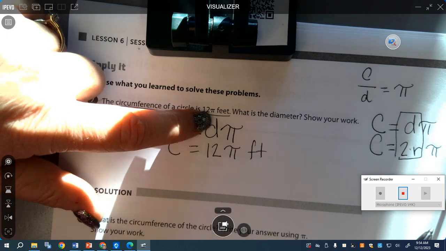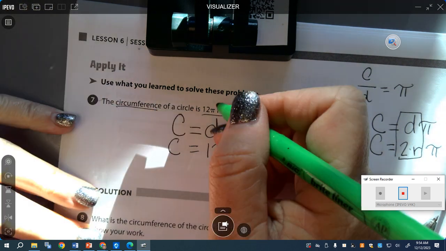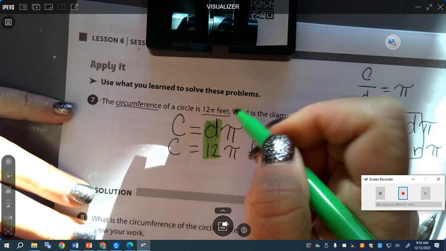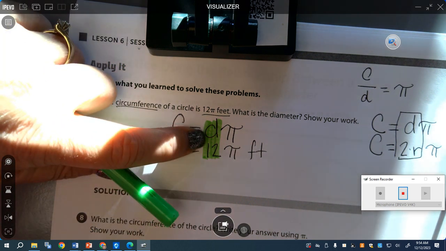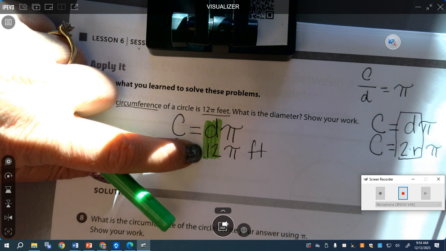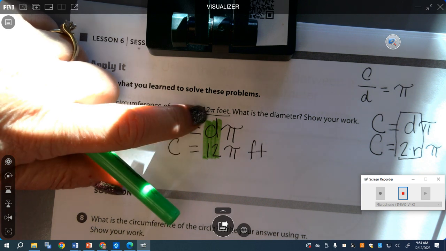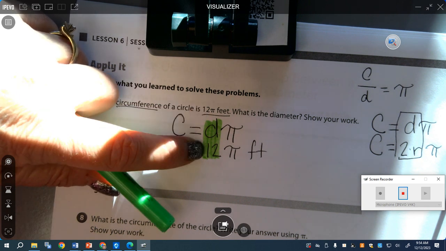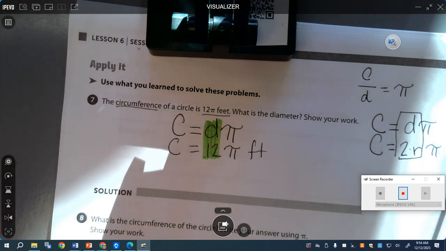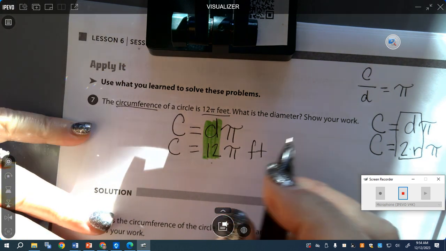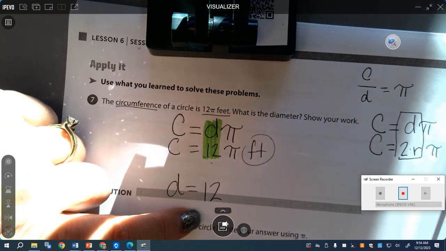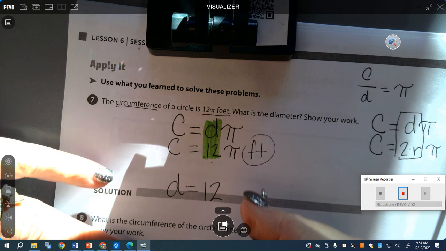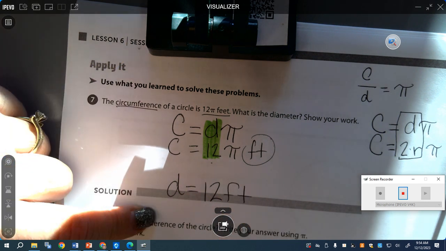Look at this right here. What number is where your D is? Say it out loud. 12. Okay, so D equals, what does the D stand for? Diameter. What's the diameter of this circle? 12. Because it says it right here. So our diameter is 12, but we have to label it. What's my 12 measured in? Feet. So your answer would be 12 feet.